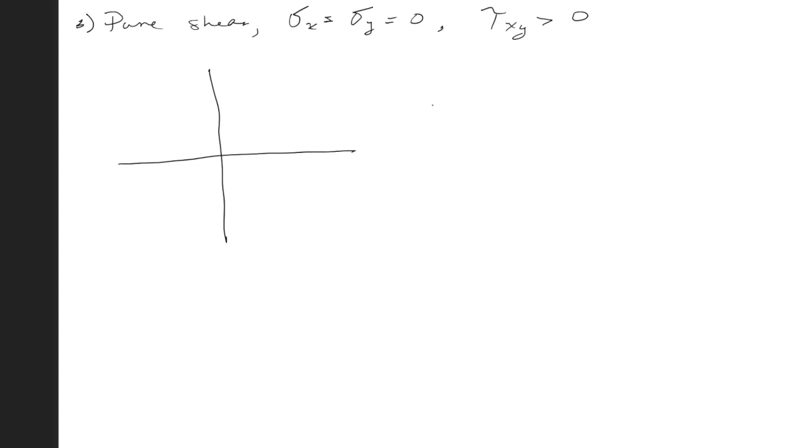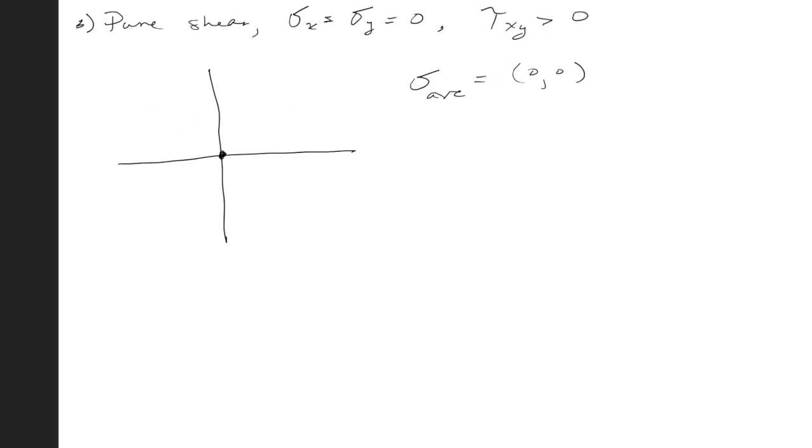All right, let's look at pure shear. Okay, so pure shear is sigma x equals sigma y equals 0. And then we'll just assume that tau xy is given and it's positive. Okay, now the center of the circle is sigma average, but in this case, sigma average is just 0, 0. So there's the center of the circle.